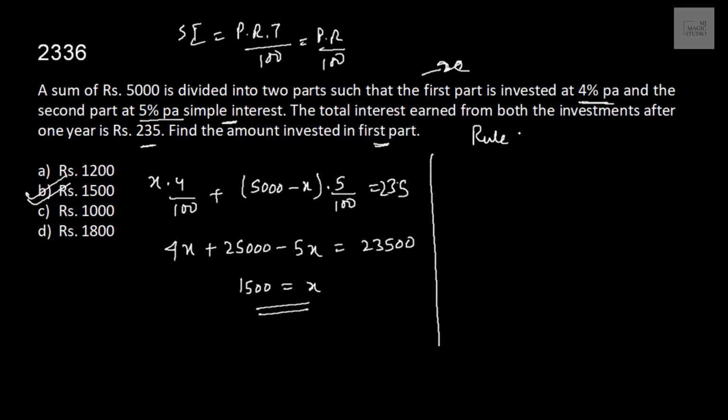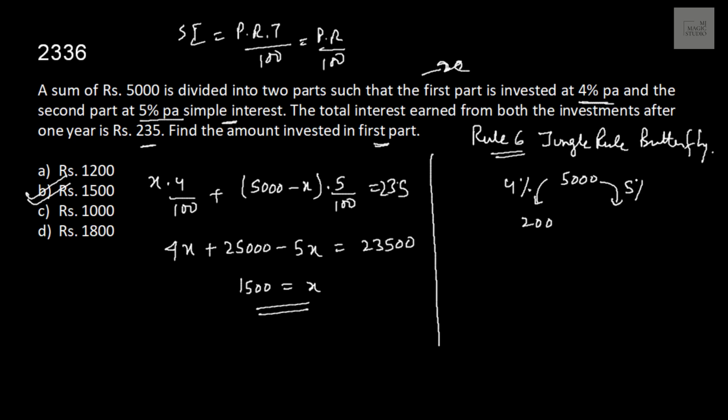We can also easily use rule 6 from our jungle rule book, butterflies, and you know how. 5,000 needs to be divided. If it is invested at 4% fully, the interest collected would be 5,000 into 4 by 100, that would be 200. If the entire amount is invested at 5%, interest collected would be 250.